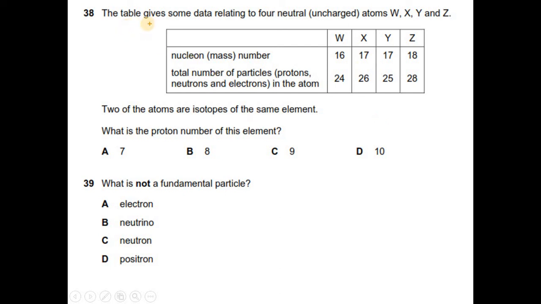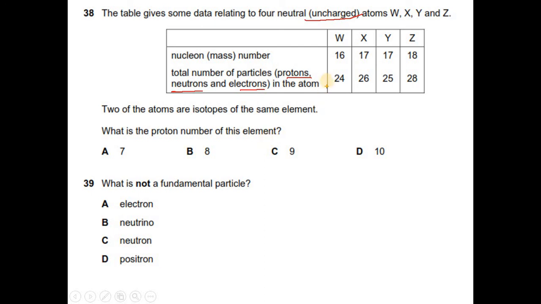A table gives some data relating to four neutral uncharged atoms W, X, Y, and Z. The nucleon or mass numbers are 16, 17, 17, 18. The total number of particles, including protons, neutrons, and electrons, in each atom is also given. Two of the atoms are isotopes of the same element. What is the proton number of this element?